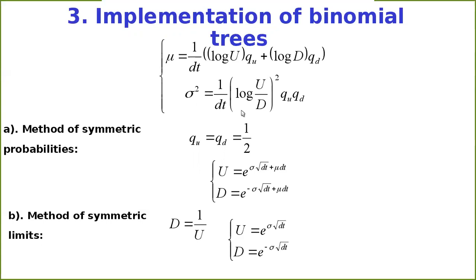In these equations, you can see that we have the parameters of the tree, u and d, and the probabilities, the risk-neutral probabilities qu and qd. But what are mu and sigma squared? It is the trend of our real financial data, and sigma is volatility. How can we find estimates of these parameters?